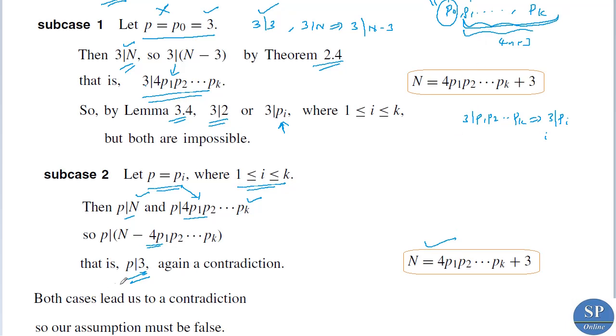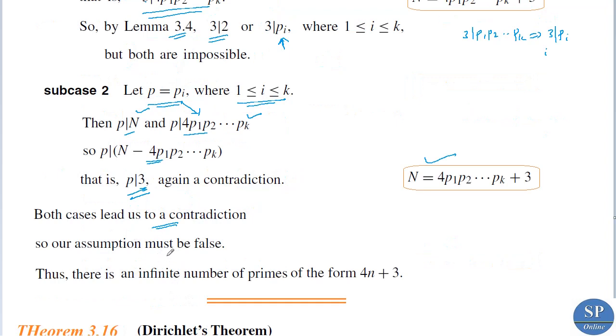So both the cases lead us to a contradiction. So our assumption must be false. Our assumption was that there are finitely many primes of the form 4n plus 3. So that is false. Therefore, there are infinitely many primes of the form 4n plus 3. Next, we have a note. There are infinitely many primes of the form 4n plus 1 also.